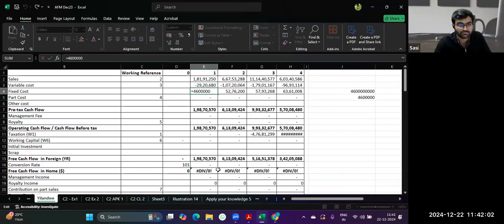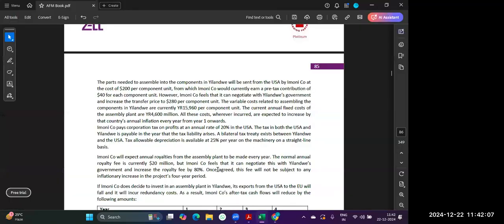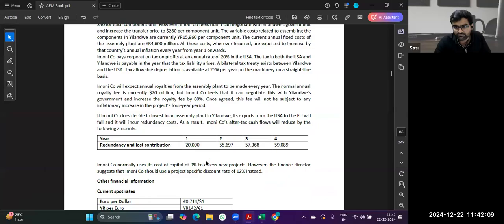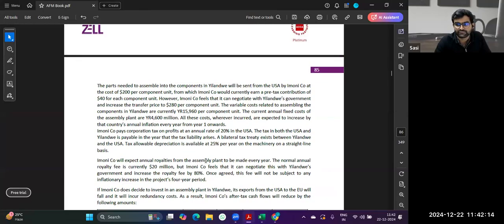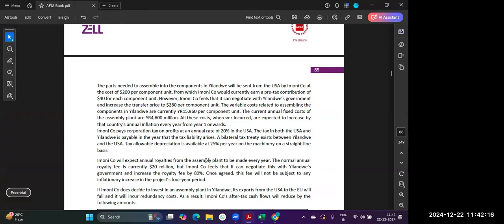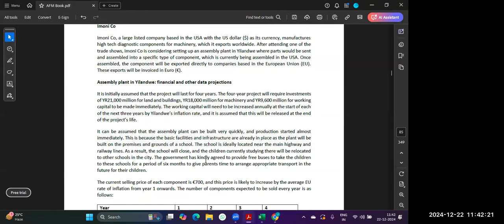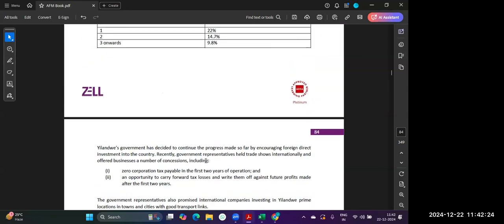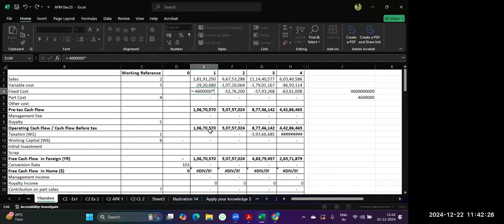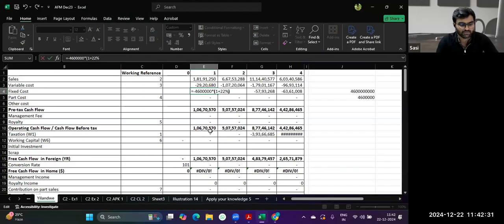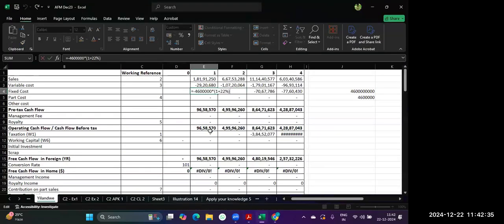I'll put a minus sign. But is the question saying anything on inflation or any increment? Same as variable cost, what we have done. So that means I'll have to refer to this table. First year it is how much? 4,600 into 1.33. 4,600 million.